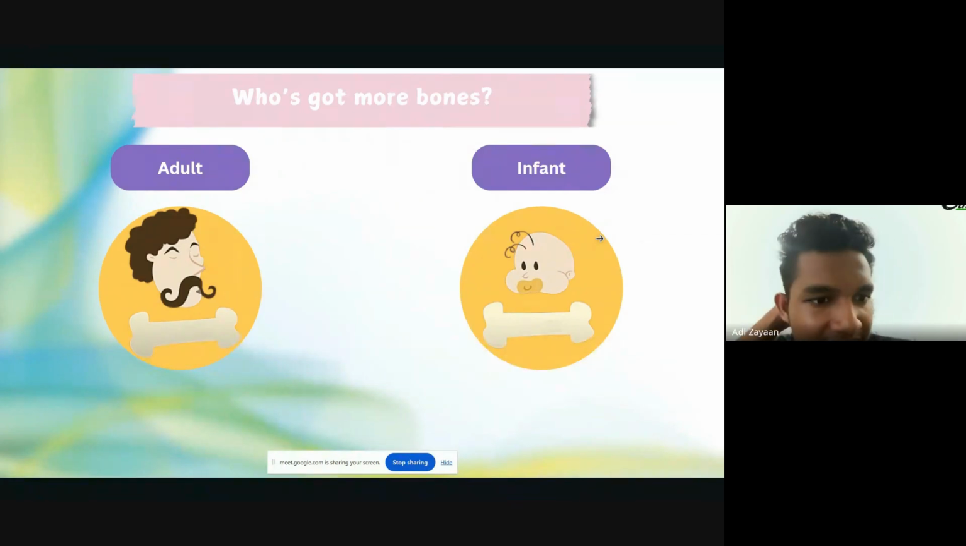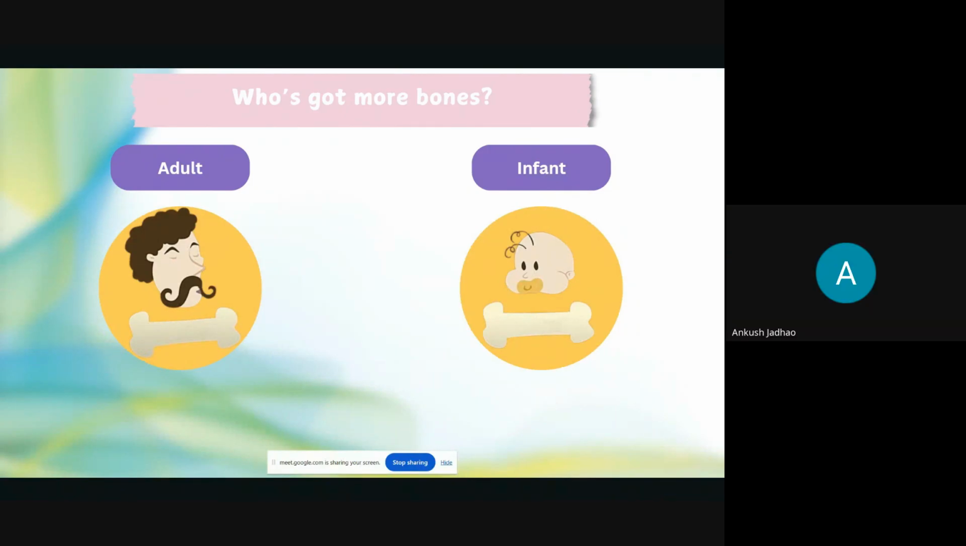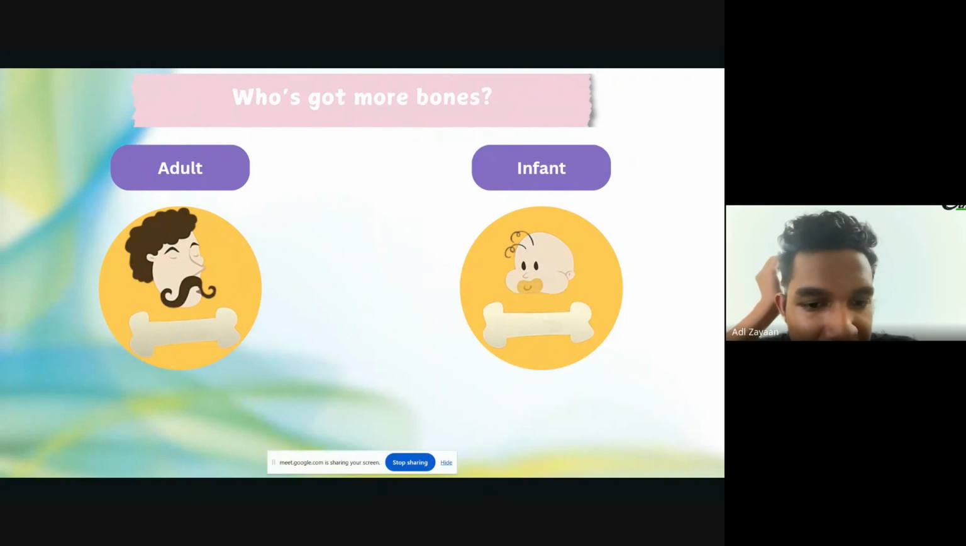So this is a good question. Who has got more bones, adult or infant? Infant means baby. Who has got more bones, adult or infant? Can anyone give a guess? Adult. Baby. Adult. Okay. So from your responses, most of you responded that adults have more bones.